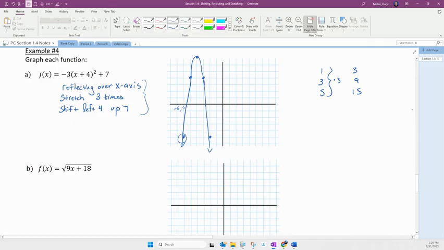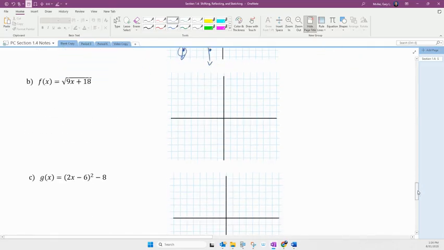Part B, we've got our square root function, our radical graph here. But it is not shifting 18, number 1. That's a big clue. I'm not going to have you shift over 18. That's silly. But the issue is we have a 9 here.